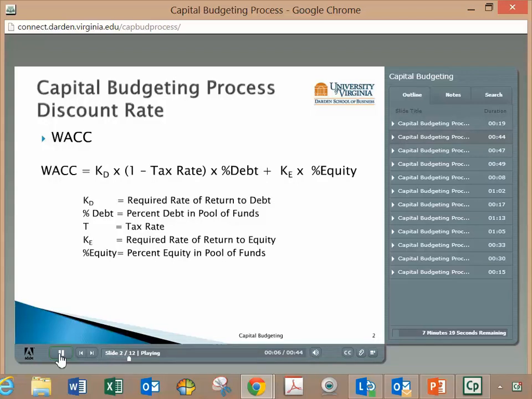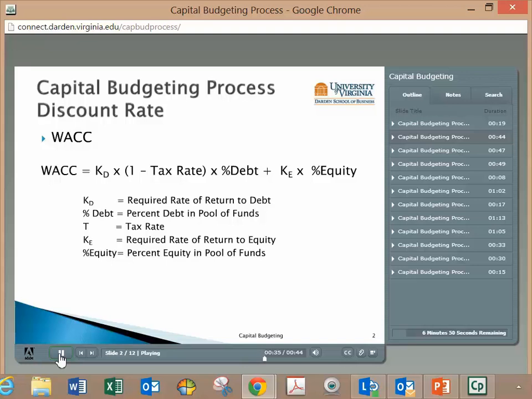WACC, or weighted average cost of capital, is equal to the required rate of return on debt times 1 minus the tax rate times the percent debt, plus the required rate of return on equity times the percent equity. In this case, KD is equal to the required rate of return on debt, the percent debt is equal to percent debt in the pool of funds, T is equal to tax rate, K sub E is the required rate of return to equity, and the percent equity is the percent of equity in the pool of funds.